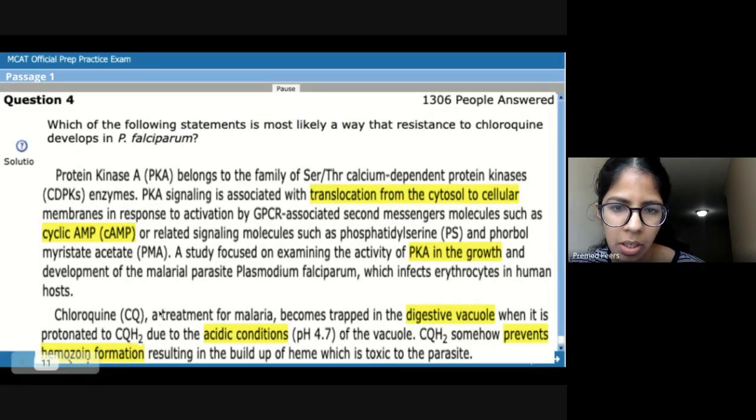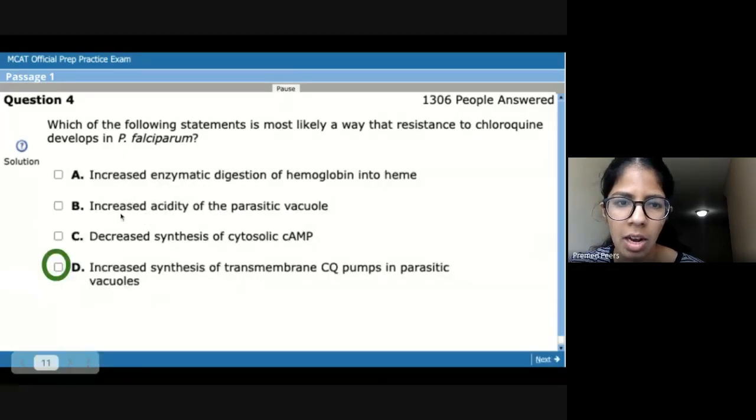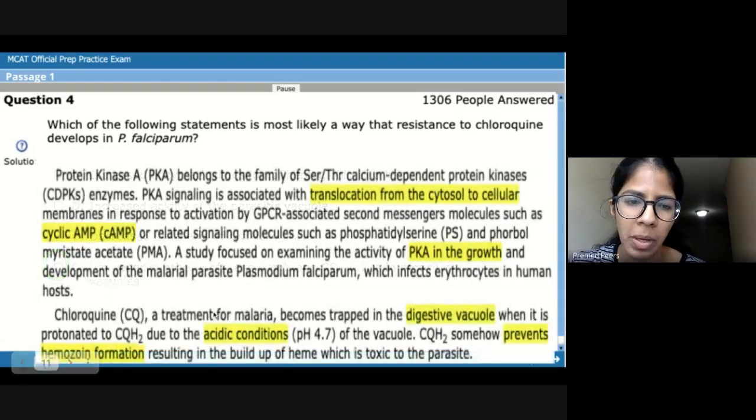So it says chloroquine becomes trapped in the digestive vacuole, where it's protonated to CQH2 due to acidic conditions. And this acidic version prevents the hemozoin formation that the parasite needs. So if we look at B, increased acidity is actually good because it allows more formation of the CQH2, which is the form of the chloroquine that is the inhibitor. So that's why that would not be correct.